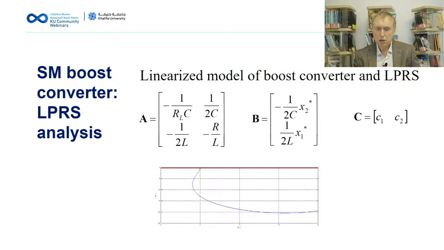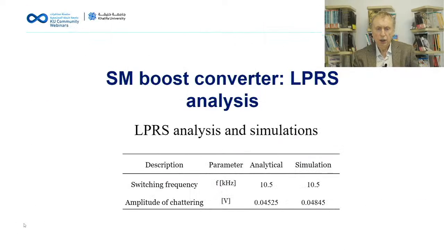And the linearized model of the plant, because the plant is not quite linear, so it has some nonlinear components that we need to disregard. So the linearized model of the converter is given by the following formulas. We find this blue line is the LPRS, the red line is the line pi b over 4c, the intersection of which we look for.